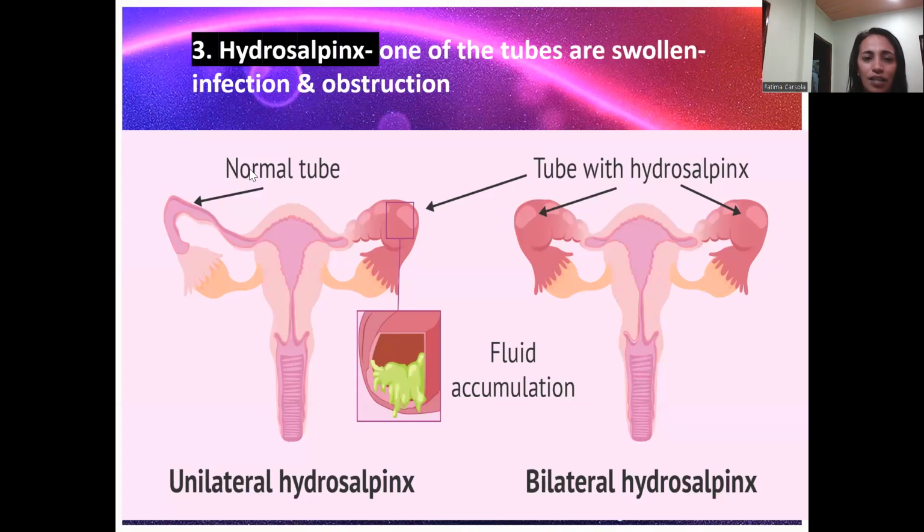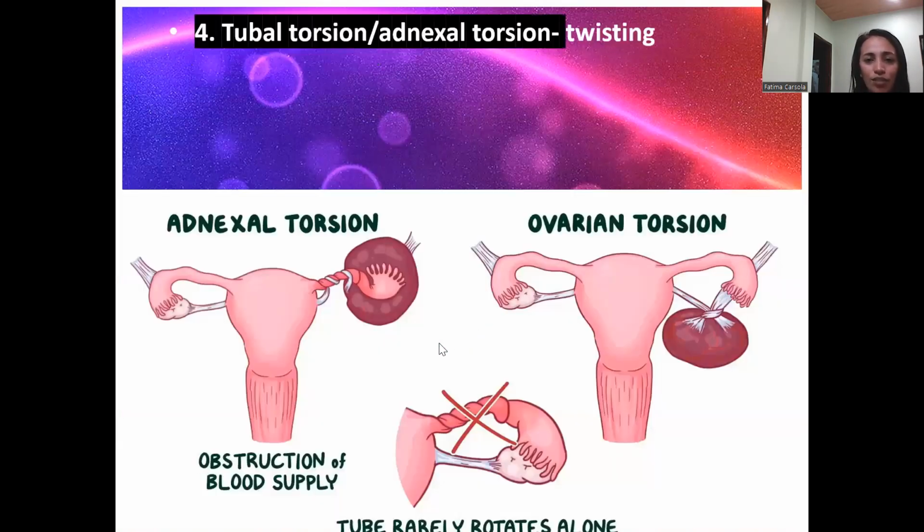Your hydrosalpinx are swollen, with infection and obstruction. So this could be the possible reasons why a woman could not get pregnant. That is why we always tell the woman to be ruled out by the OB-gynecologist whenever there is the possibility na hindi siya nabubuntis. Okay? So, nakita mo nag-twist-twist. Or meron siyang mga fluid accumulation. Yung talagang twisting is your adnexal torsion or ovarian torsion or tubal torsion.